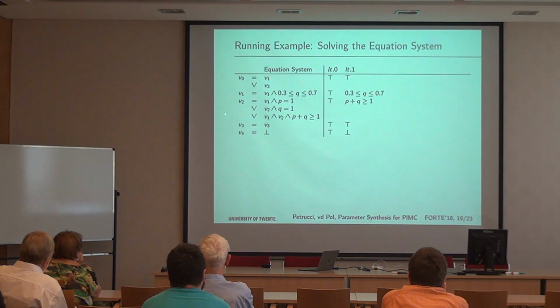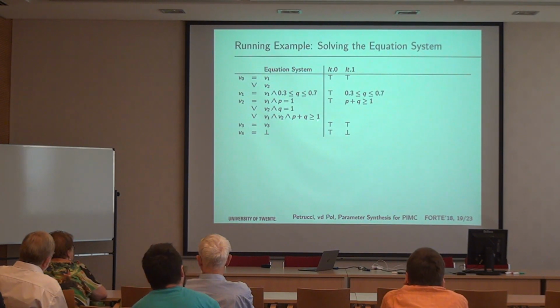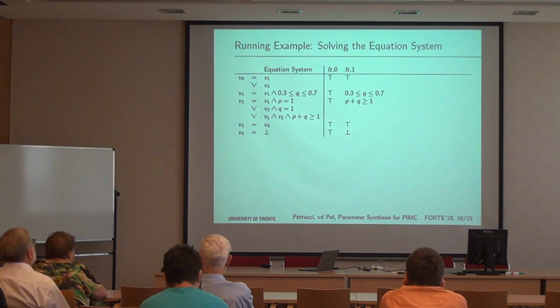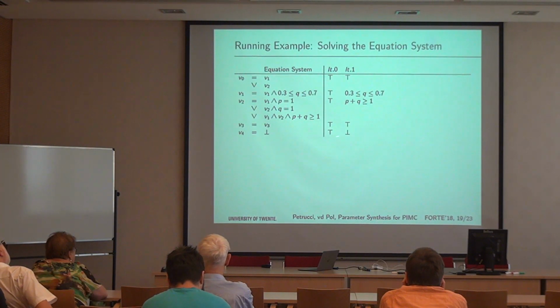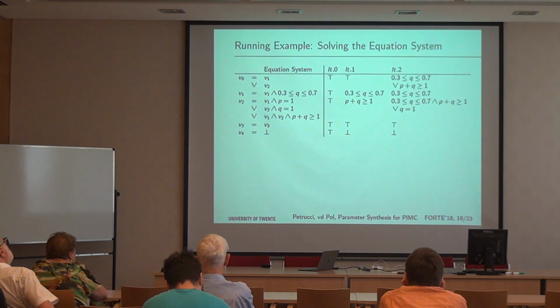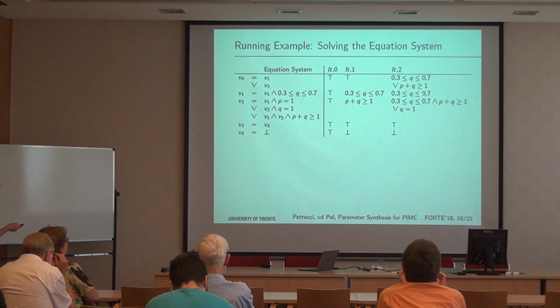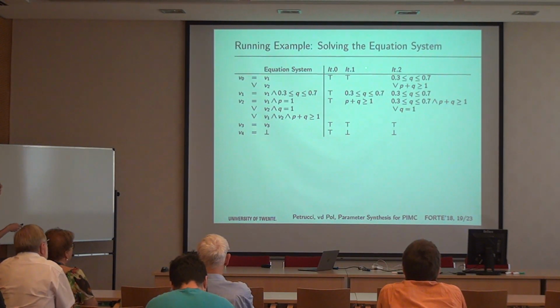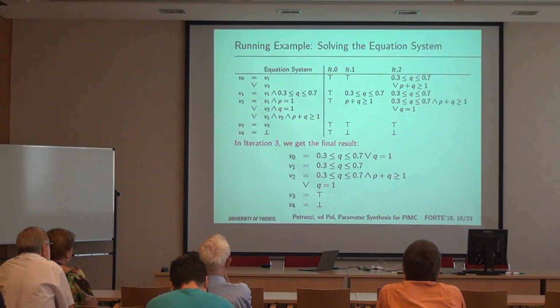And in V2, if we check this, we obtain this P plus Q greater than or equal to 1, because the rest is eliminated. And V3 equals V3 remains true, and V4 equals false. The result is false. And we continue again. So second iteration, I take the equations and I replace with the values that are obtained at the first iteration. I obtain these results, and at the third iteration we get the final result, that is this one.